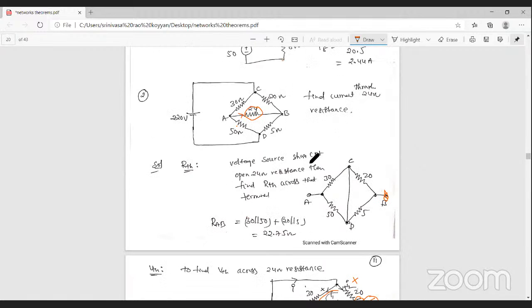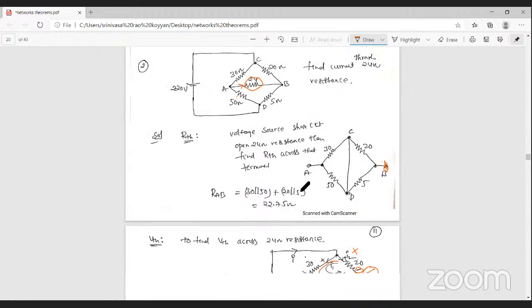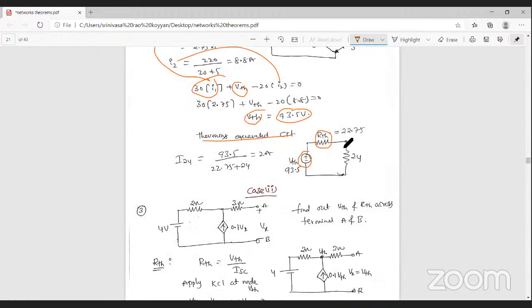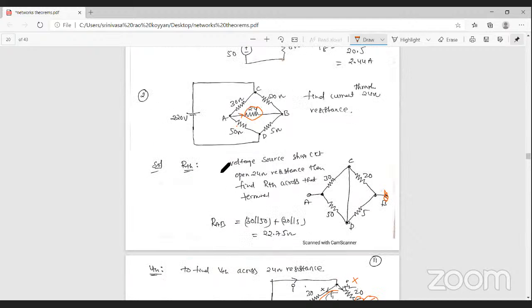Then you can find out the current passing through which element, that is the 24 ohm. You require the current passing through the 24 ohm, that's why it is connected across these two terminals. Then the current I is equal to Thevenin's voltage by total resistance, that is Thevenin's resistance plus 24. That is 2 amperes. You can observe the solution of problem number 2. You can check it. If you need it, then I will explain.